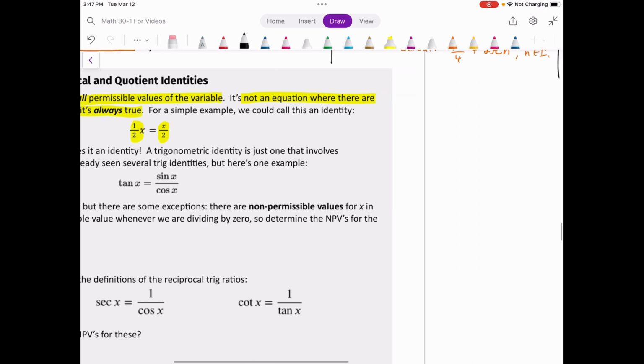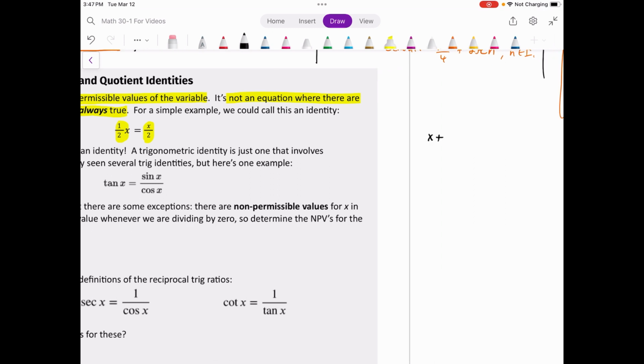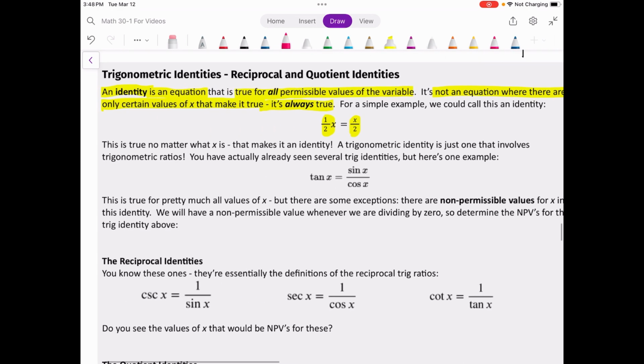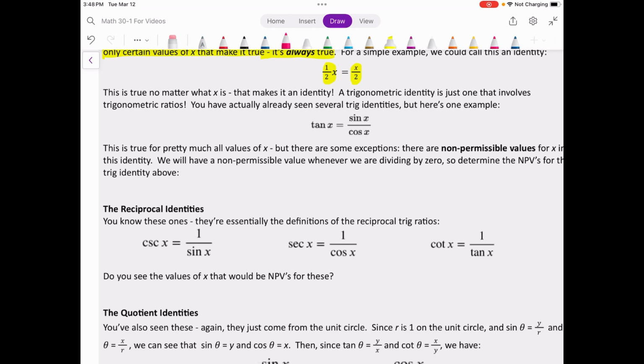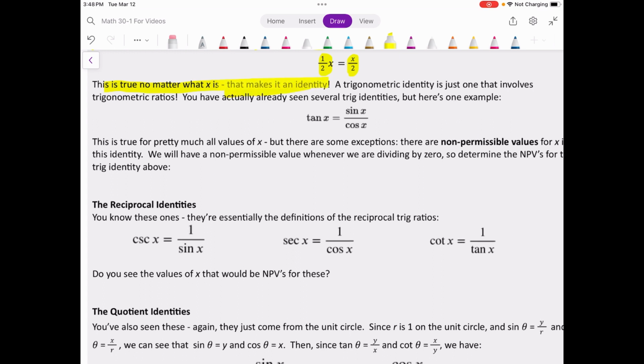Compare that to something like x plus 1 equals 5. That is true for one value of x. It's true when x is 4. It's certainly not true for all values of x. So this is definitely not an identity, okay? So what makes an identity is that it's true no matter what value of the variable you put in. Okay, that makes it an identity.